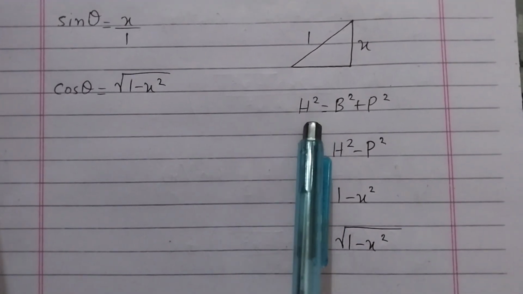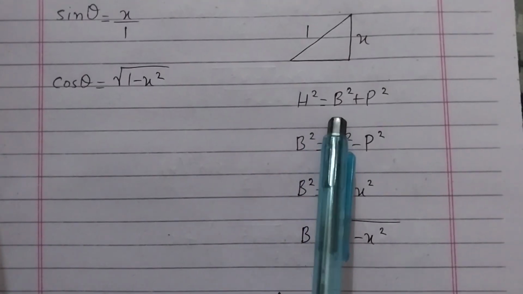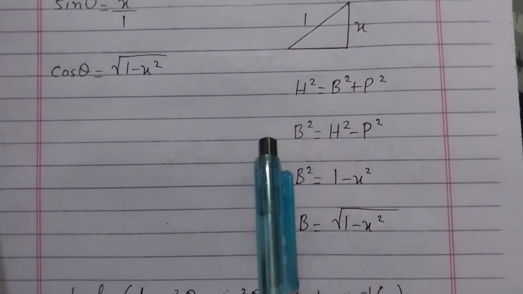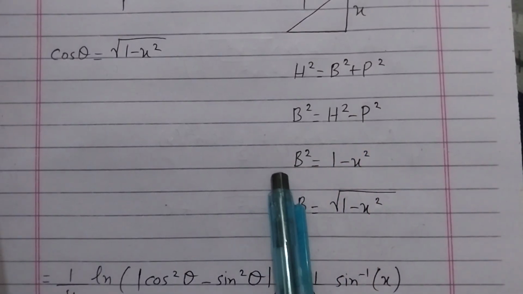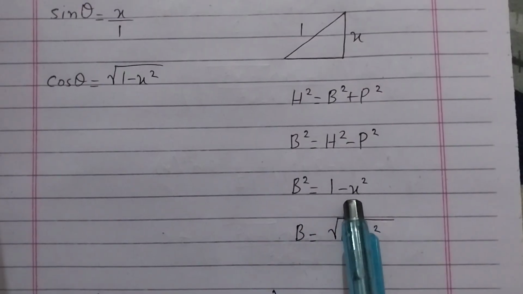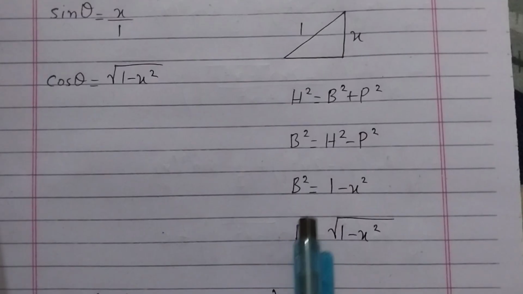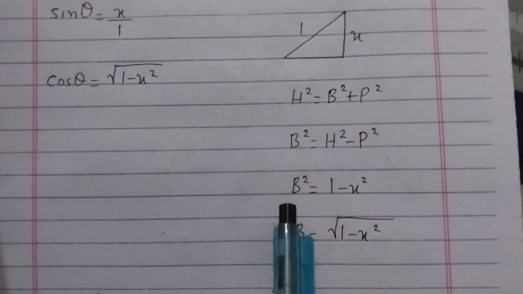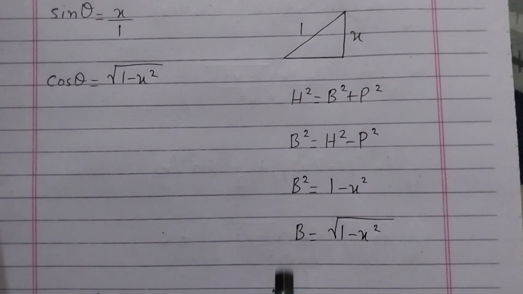So hypotenuse squared is equal to base squared plus perpendicular squared, and we need to find the value of base from this equation. So base squared is equal to hypotenuse squared minus perpendicular squared, and base squared is equal to, hypotenuse was simply 1, so 1 squared, which is 1, minus perpendicular is x, so x squared. So we want base from this equation, and we have base squared, so we'll take the square root. When we take the square root, we get base is equal to square root of 1 minus x squared.